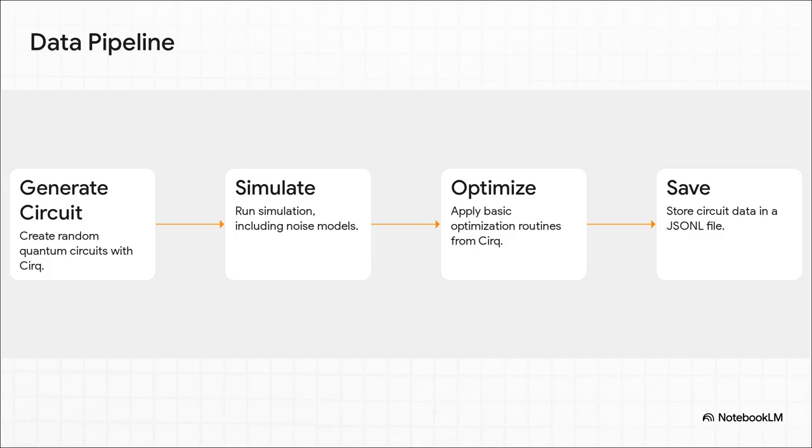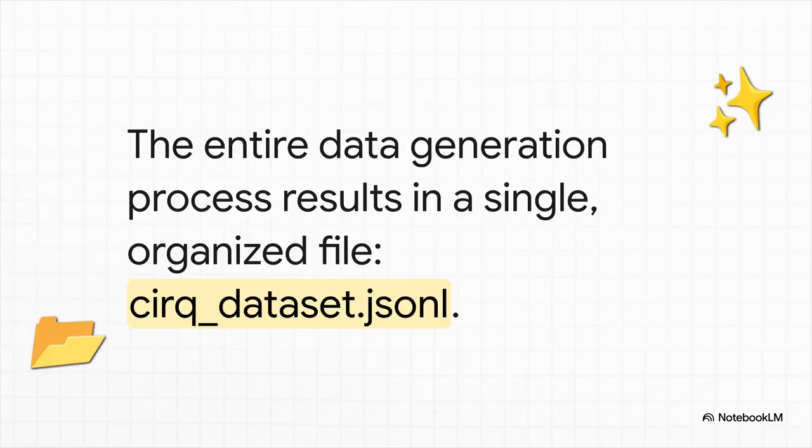First, the code uses a library called Cirq to just generate a whole bunch of random quantum circuits. Then, and this is key, it simulates them, but it includes all the noise and interference you'd find on actual hardware. After that, it applies some standard, by-the-book optimizations, and finally, it saves everything, the original circuit, the noisy version, the optimized version, into a dataset. And after that whole pipeline is finished, you're left with one single tangible file, Cirq dataset.jsonl. This thing is packed with thousands and thousands of unique quantum circuits. You can think of each one as a tiny little puzzle just waiting for a smarter, better solution.